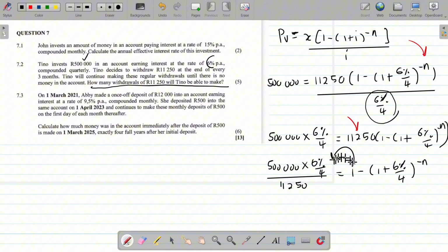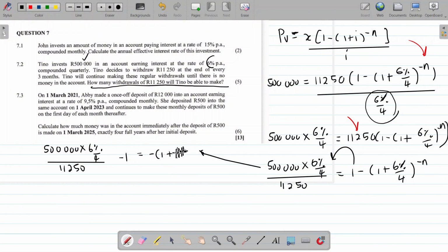Now I'm going to take 1 to this side over here. Let me take this writing to the side so that I have space. So I have my 500,000 multiplied by 6% over 4, all divided by 11,250. Then the 1 that goes to this side becomes minus 1. And then I have minus 1 plus 6% over 4, all raised to the power of minus N.